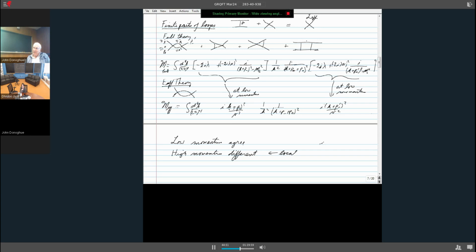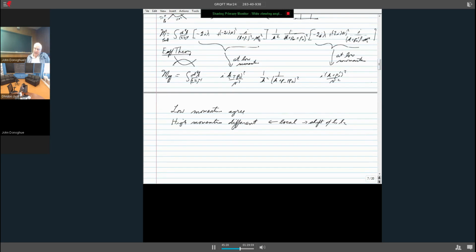Okay, so the low momentum parts of both these integrals are exactly the same. The high momentum parts are different. In particular, the top one, the full theory, is a renormalizable theory. This other one is a non-renormalizable theory. So low momentum agree. High momentum disagree.